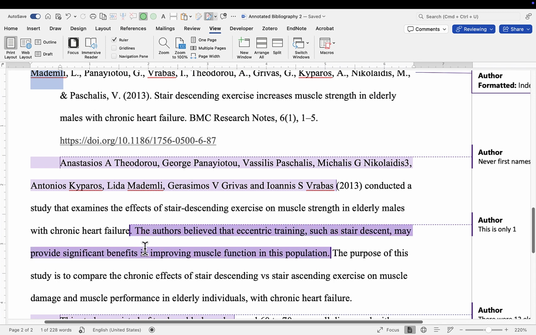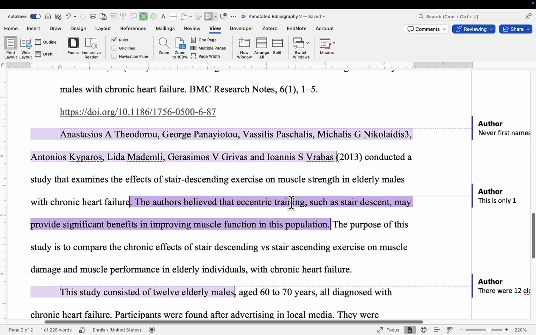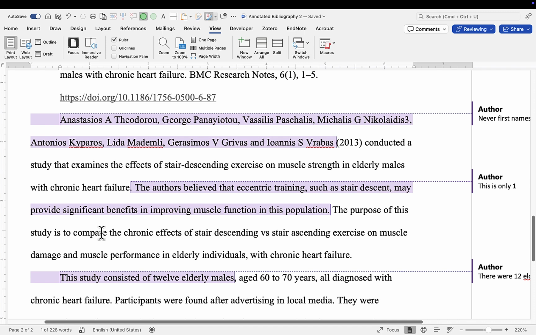Okay, so this is good right here. The first sentence is good. Then there's only one here, and instead of three, you need to analyze it based on your introductory sentence and the purpose. Looking at this one, we're looking at the chronic effects of stair descending versus stair ascending on muscle damage, which is really the big one, muscle damage and muscle performance in elderly people that have had chronic heart failure. This is the exercise that they did. This is what they're really looking at right here.